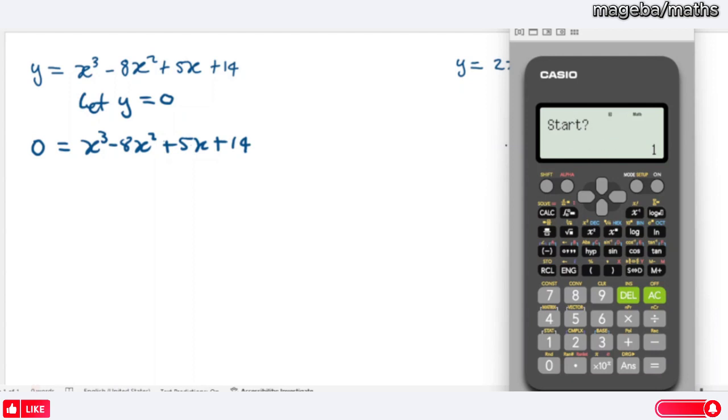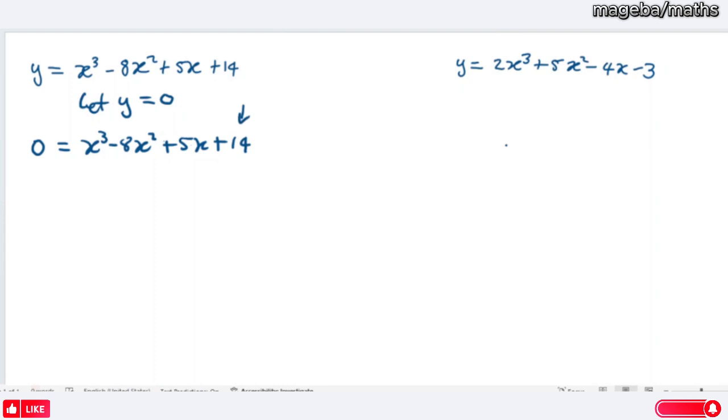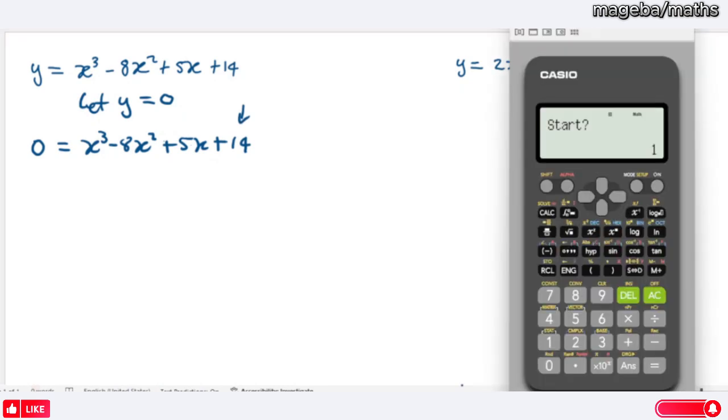And then start. Now start is very important. It relies on your C or your constant point that you have here. Now in this case we have 14, so we're going to start from negative 14 then equals to, and then we're going to end at what? At 14, and then equals to.